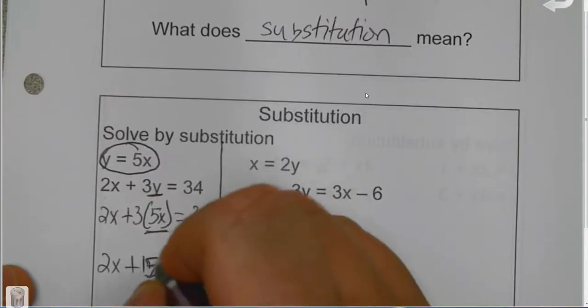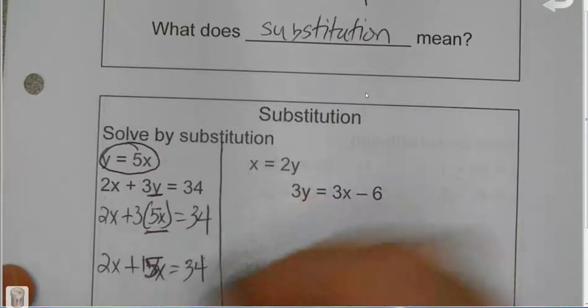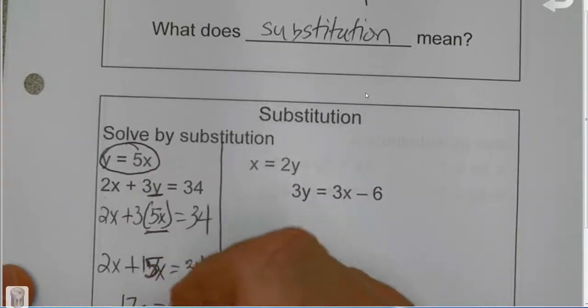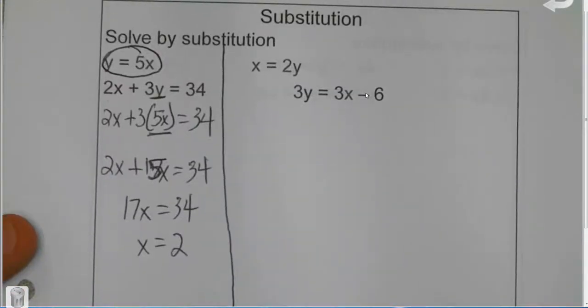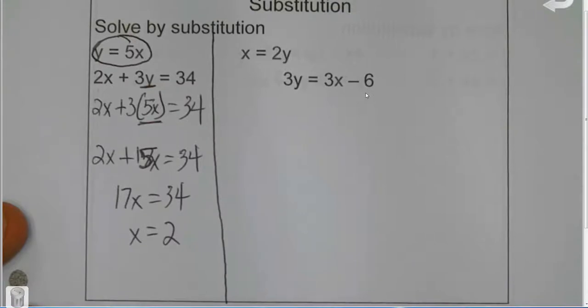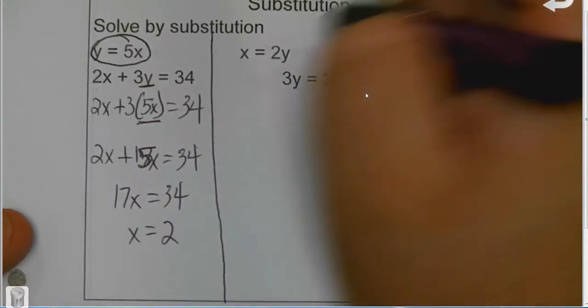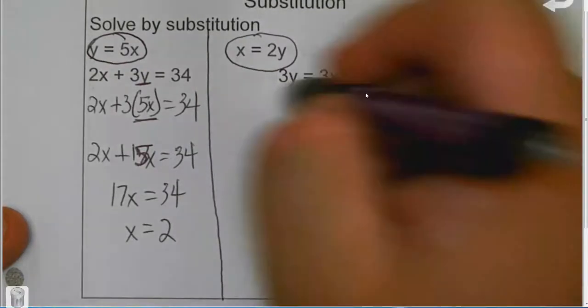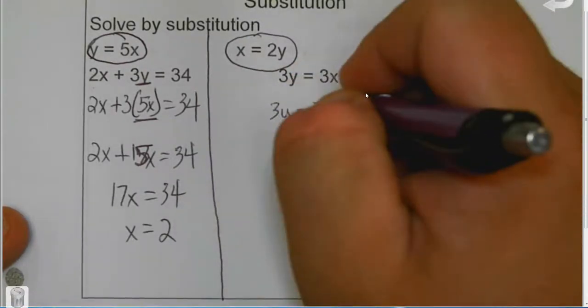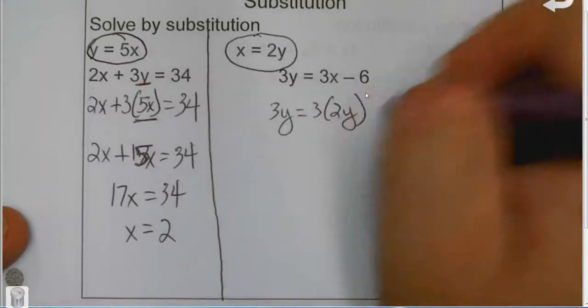Sorry, I got ahead of myself. Combine like terms, and then use division of equality to solve for the answer. Likewise, if I say that x is 2y, then I can solve this equation. Anywhere I have an x, I'm going to put 2y.